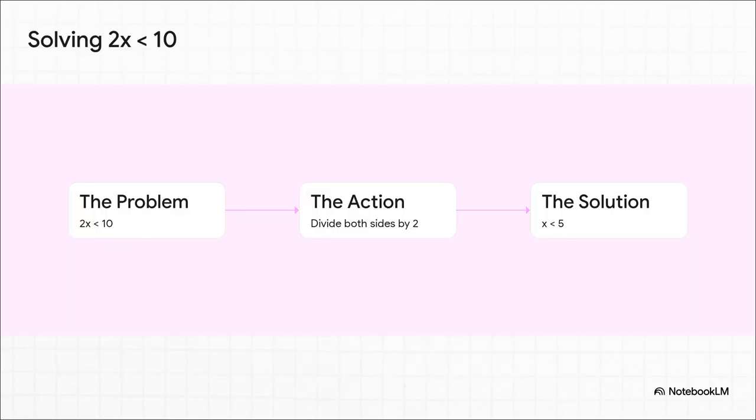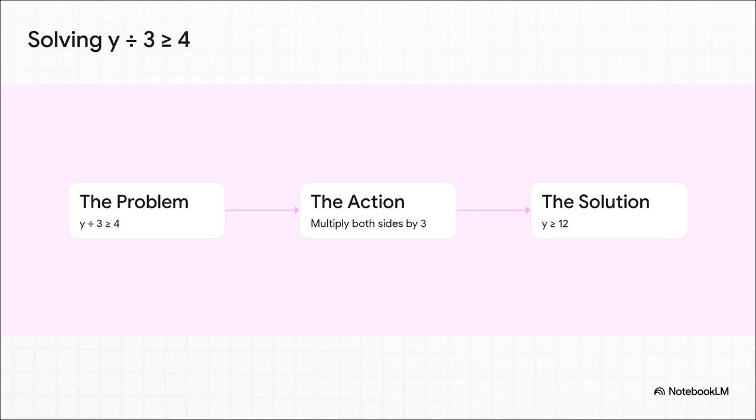Now, to really get what's going on, we have to see how the math is actually taught. So let's look at the first example. The problem is 2x is less than 10. Pretty simple. The action, you just divide both sides by 2 to isolate the x. And the solution? X is less than 5. It's a clean, straightforward process.